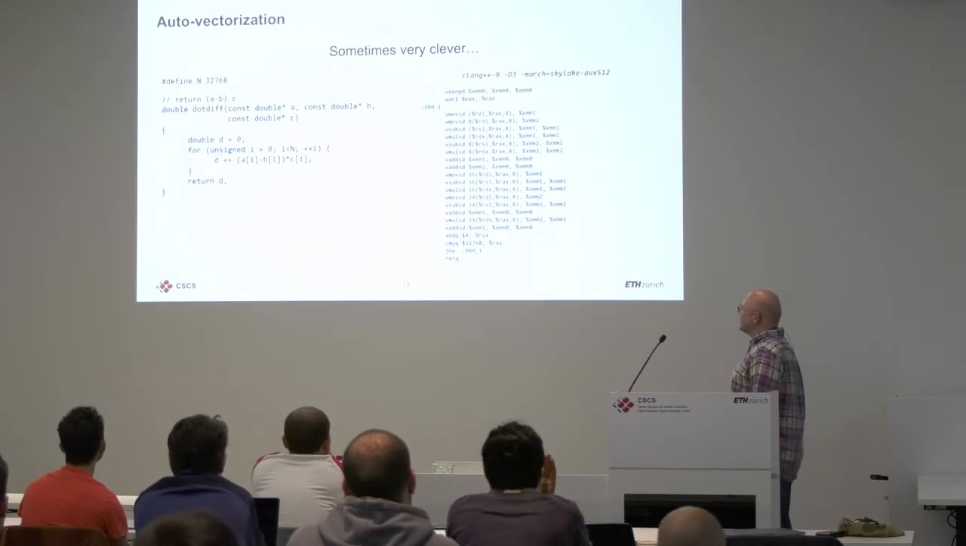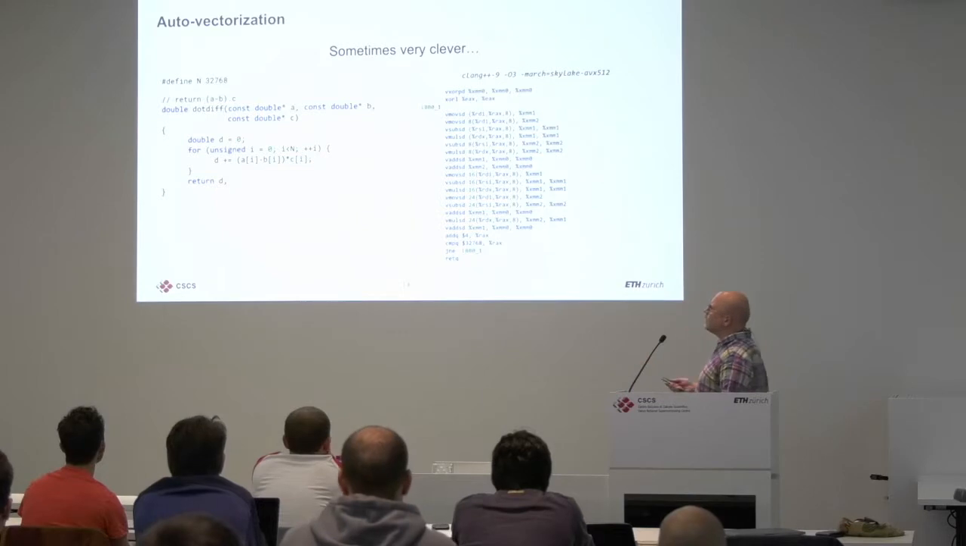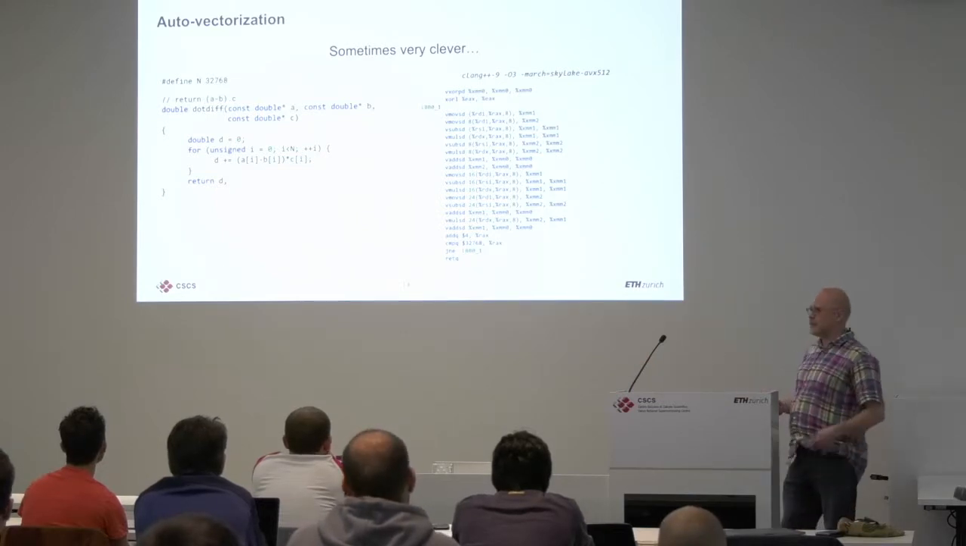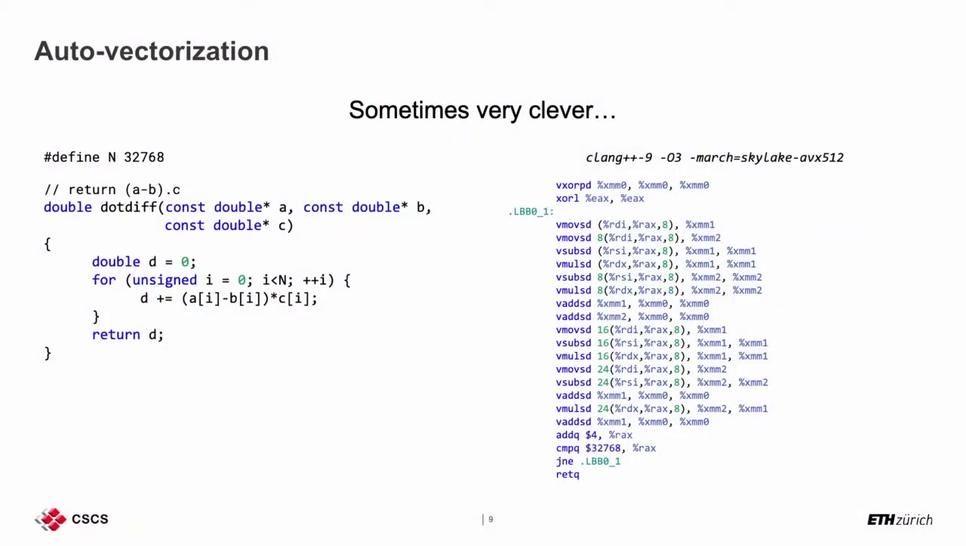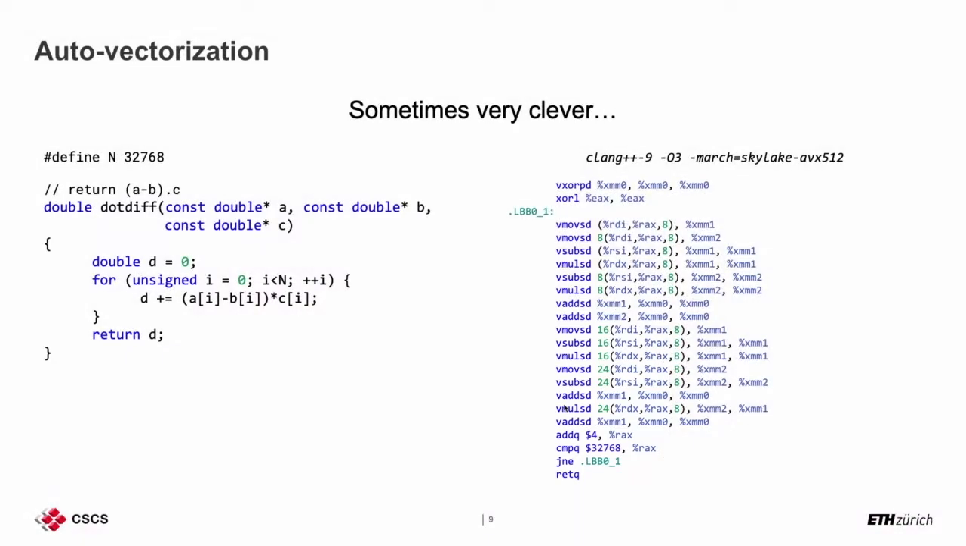So I do want to point out, though, that these compilers are getting very, very clever. On the left-hand side here, we have another simple function. It takes the difference between 2 arrays and takes a dot product with the 3rd array, gives a scalar output. We run that through Clang, and, well, it's a bit of a mess, but you can see that these are all SDs. They're all scalar operations. It's an unrolled loop, but it's doing scalar operations. We're not getting any vectorization.